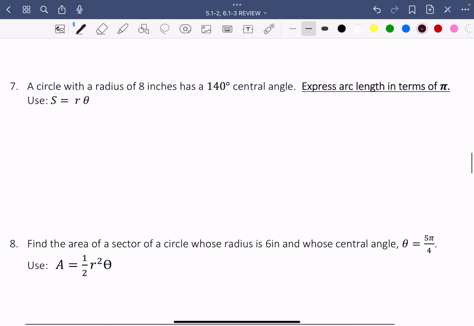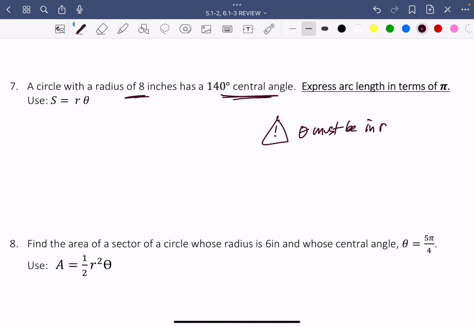Over here, if we got a circle of radius, and this is the central angle, the main thing to know here is that theta must be in radians. And theta must be in radians, so what does that mean? If theta must be in radians, then S is equal to R theta, where R is 8. In radians, if you take 140 times pi over 180, well, notice what happens. That's going to be what our angle is.